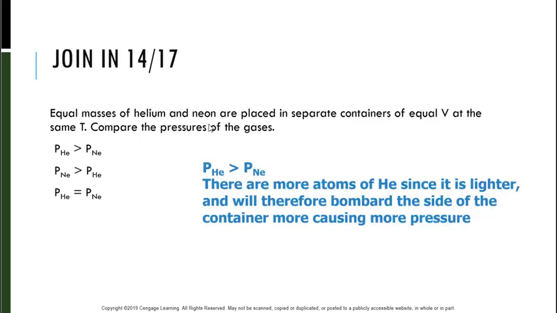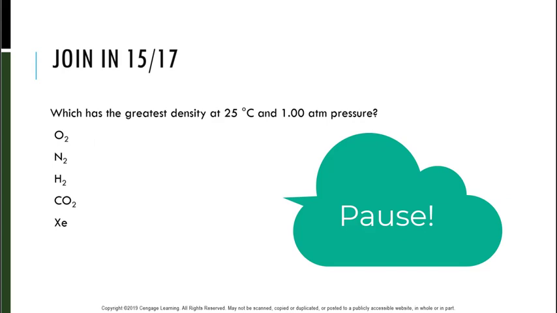If we have equal masses, then the pressure of helium will be greater because there are more atoms of helium since it's lighter, and there will be more bombarding of the sides of the container, so that means more pressure. Pause here.